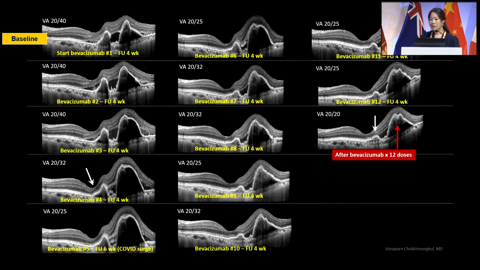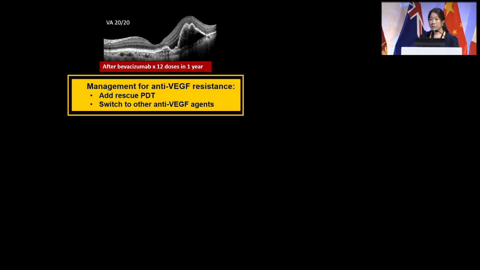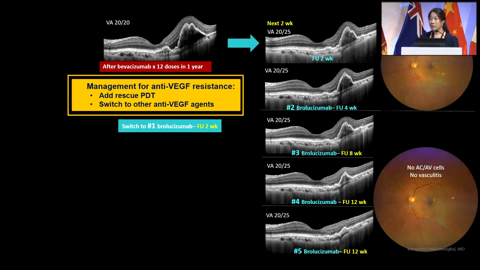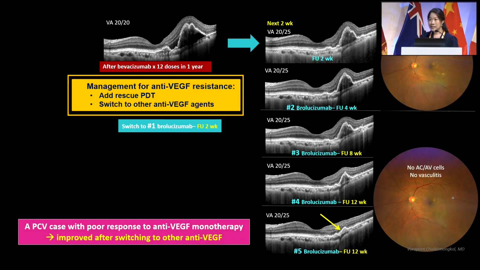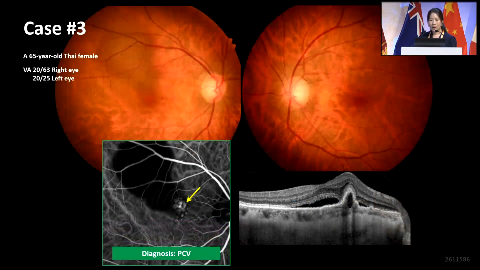of bevacizumab for 12 doses with persistent subretinal fluid and persistent giant PED. What should be the next management for patients with poor response to anti-VEGF monotherapy? We can consider adding rescue PDT or switching to another anti-VEGF agent. In this case, we switched to brolucizumab, and she had significant improvement after the first 3 loading injections. So this is another example that if you find patients with poor response to one anti-VEGF molecule, you can switch to another molecule and the patient can show improvement of clinical outcomes.